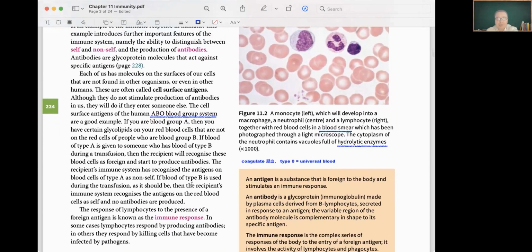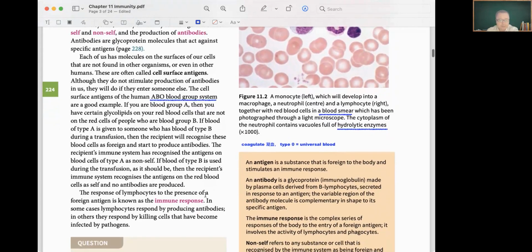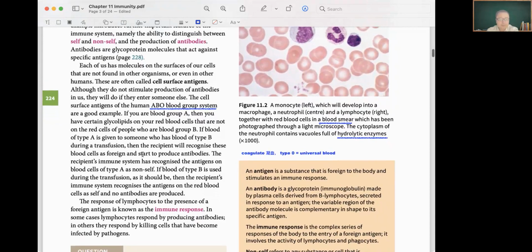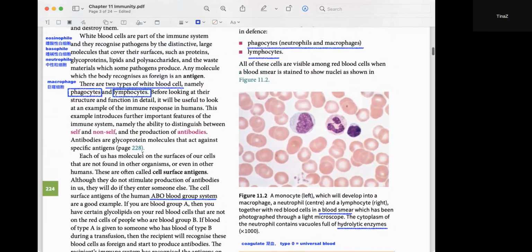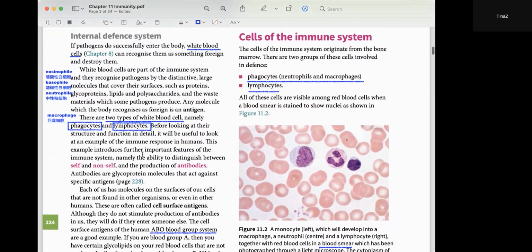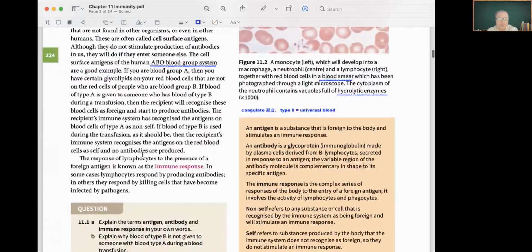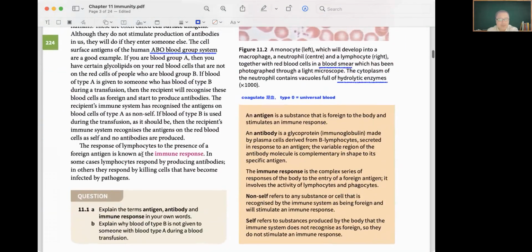Okay, type A, type B. So that's called the internal defense system. Internal defense system. Okay. Now let's talk about the question. Explain the terms antigen, antibody, and immune response in your own words. You know what is the antigen, antibody, and immune response in your own words?